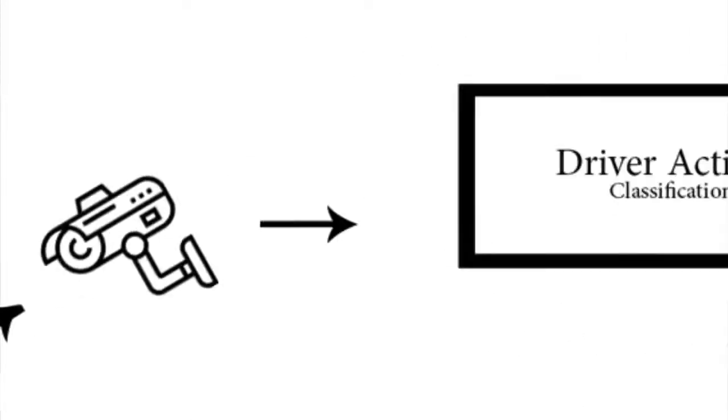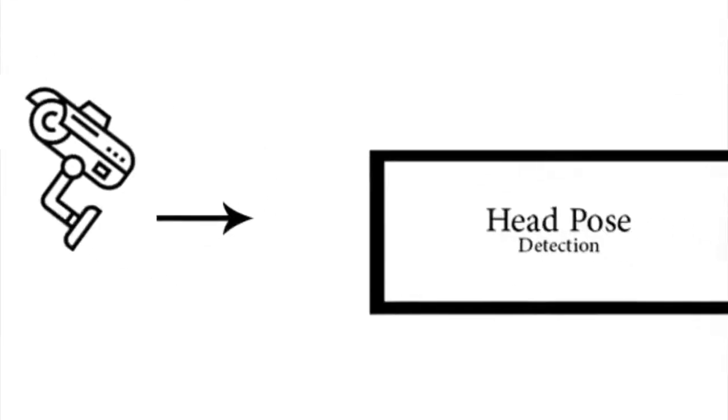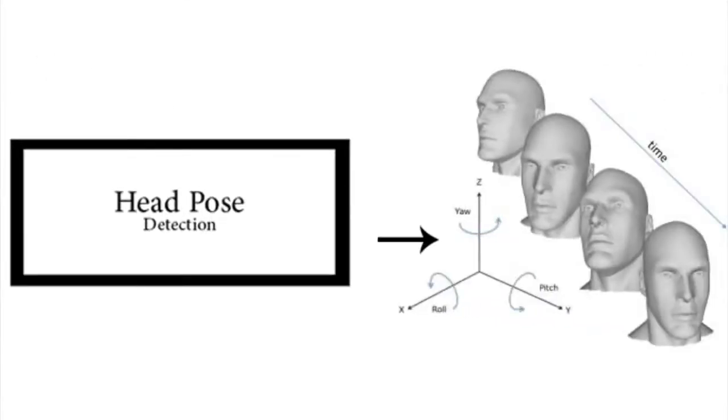Two cameras follow the driver continuously. One of them takes a side view of the driver and sends it to the driver action classifier model to detect if he is driving safely or doing an action that impedes him. The other camera takes the driver's face view and sends it to the HeadPose model to detect if the driver is focusing on the road or not.